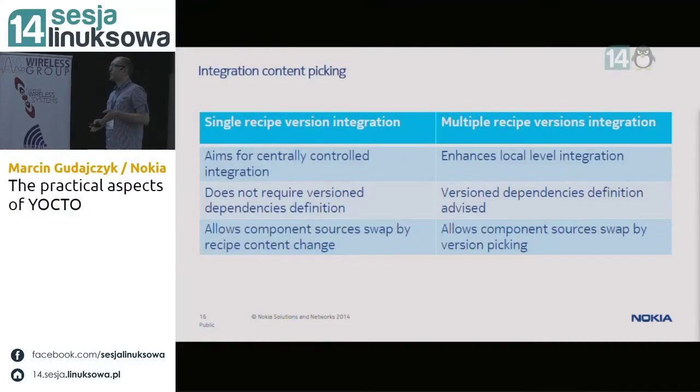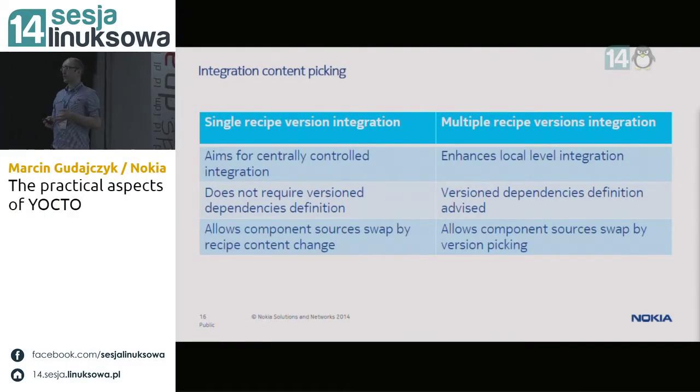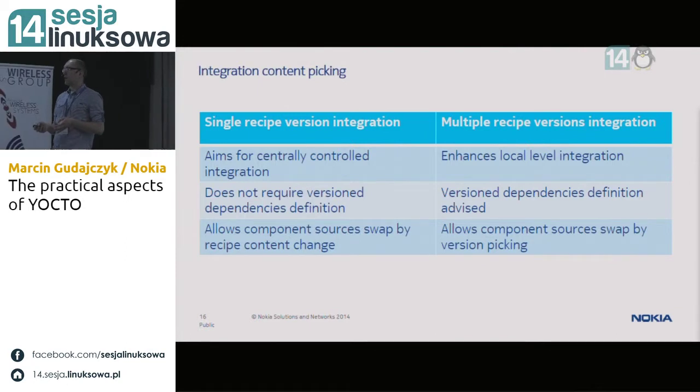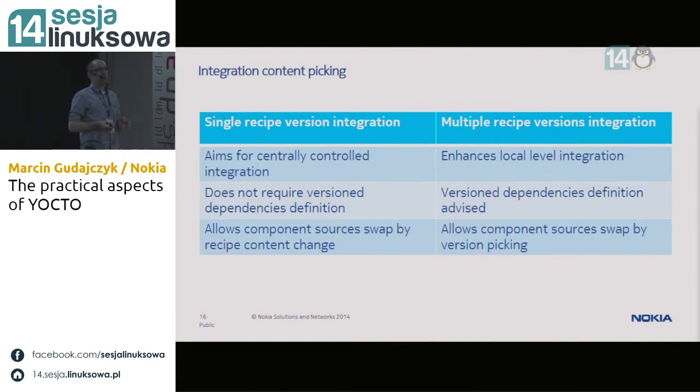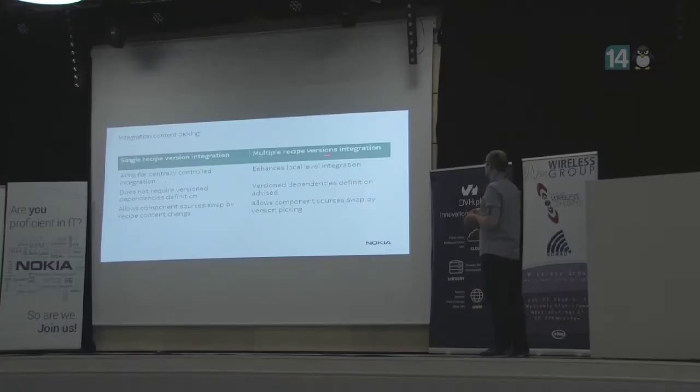On the left side, we have the one which defines the single recipe version, and it actually aims for centrally controlled integration. So I would advise this solution for projects which are really tight, which are able to run the tests on the integration level very quickly, and which are not going to be maintained for a long time, right? On the other hand, here we have the multiple recipe versions integration approach.